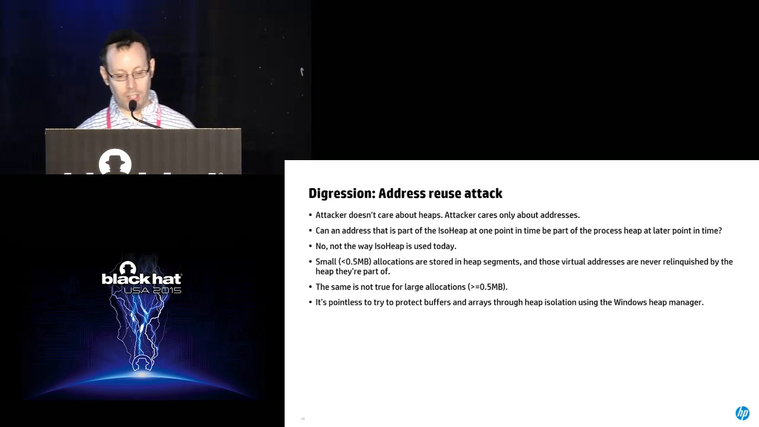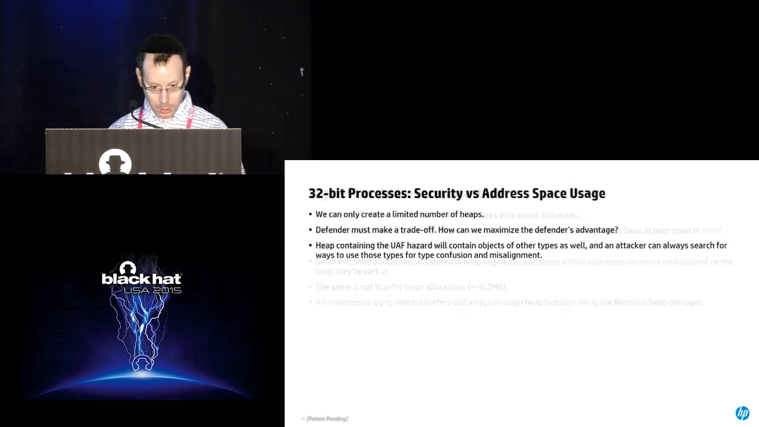What this means for us is that it's pointless to try to protect buffers and arrays by placing them on an isolated heap. That isolation could easily be broken by an address reuse attack. Bottom line is, the best way is to keep array and buffer allocations on the default heap and have a separate isolated heap for every type of scalar allocation. Then those isolated heaps will be completely immune to type confusion and misalignment issues.